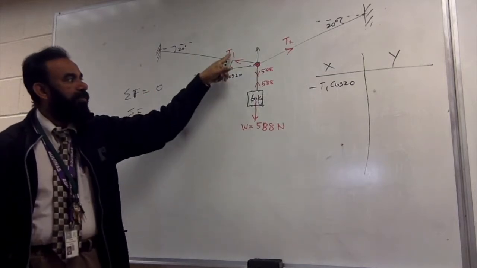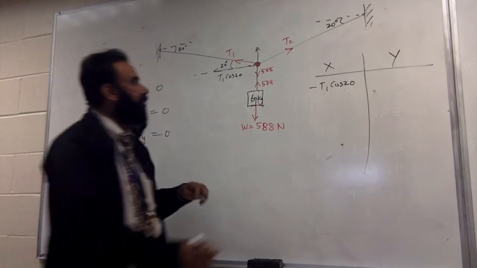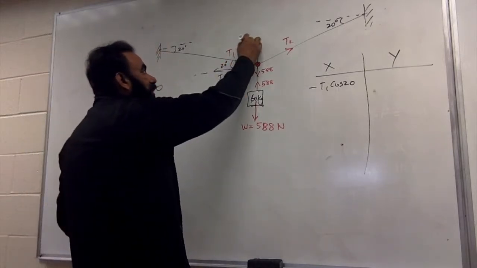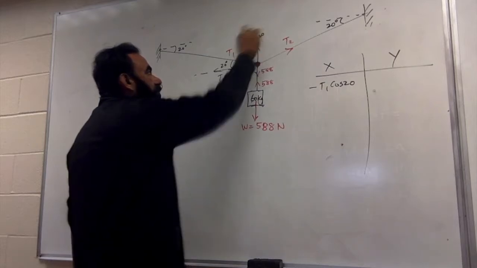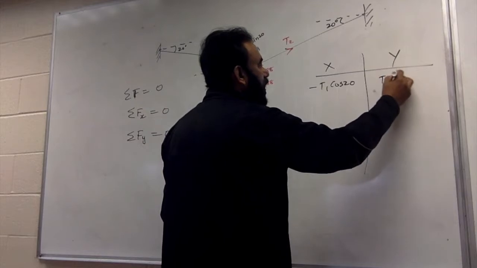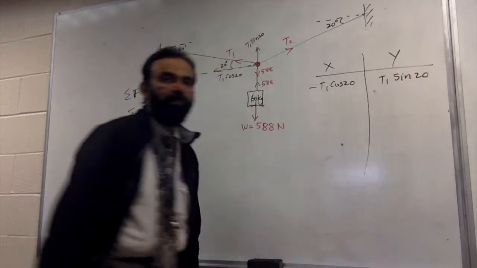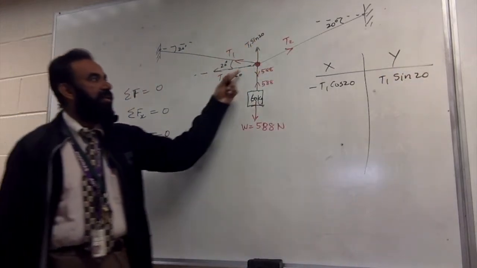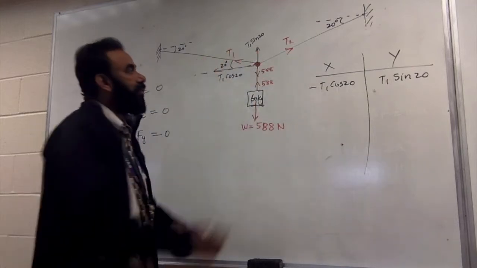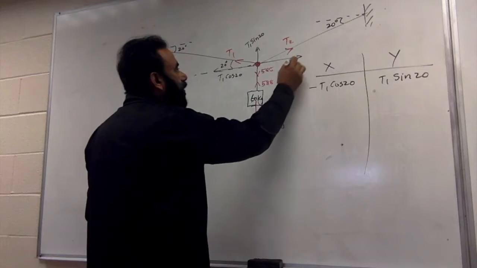Now what's the y component of T1? So it'll be T1 sine 20. Is that right? So the y component is T1 sine 20, positive or negative? Positive. Now similarly, I'm going to split T2 into two components. Alright, here is the x component. How much is this?